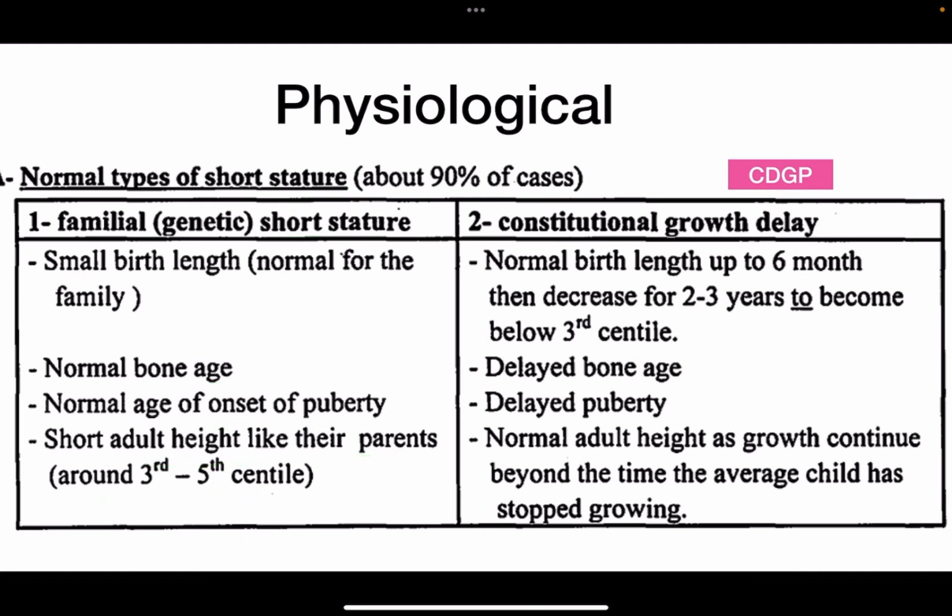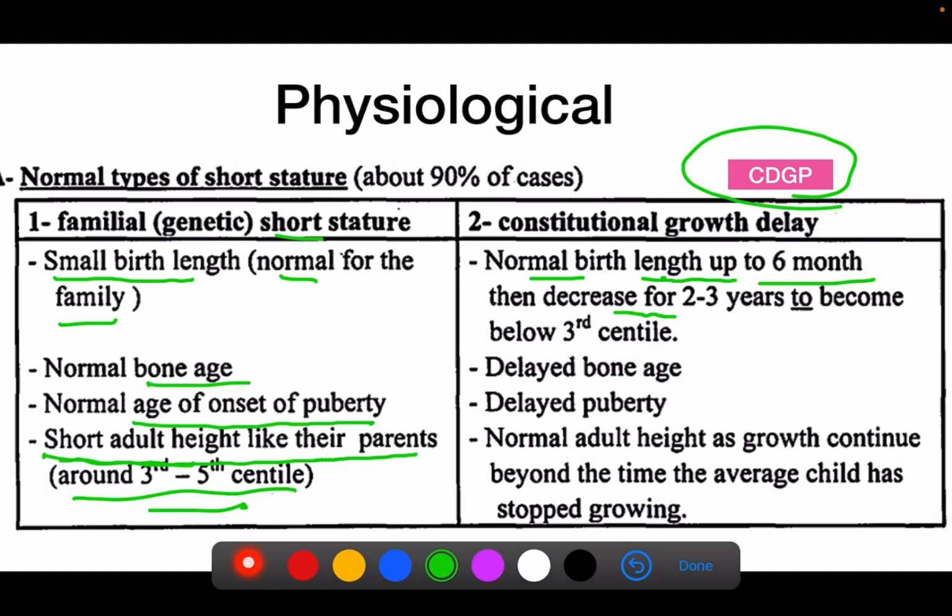What is constitutional delay in growth and puberty? They have normal length up to 6 months of age, then it decreases for 2 to 3 years to become below the third centile. They have delayed bone age, delayed puberty, but ultimate adult height is according to the normal percentile. Here the clue is delay. They are delayed, follow the normal growth velocity, but ultimate adult height is according to the normal population.